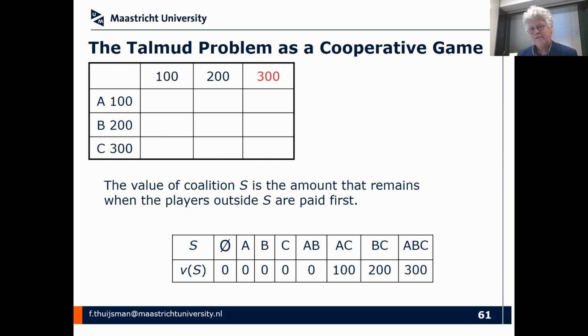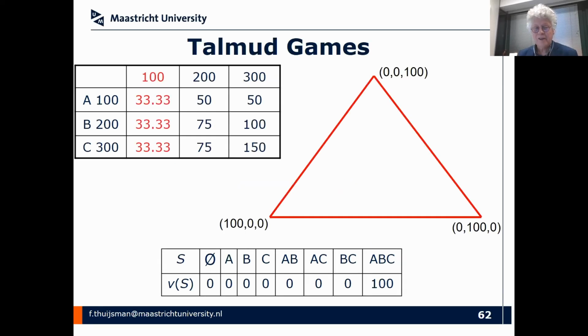Then, if you look at the nucleolus solutions for these games, something surprising happens. So here's the solution for the 100 column. If you look at the table, you see A, B, C together, they can make 100. Any smaller coalition only gets 0. So all players are symmetric. And we would expect that all players get exactly the same amount.